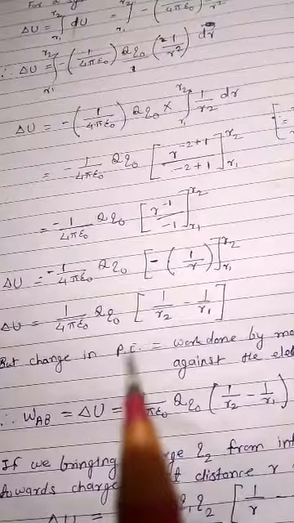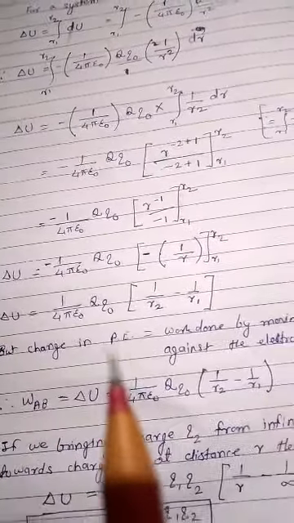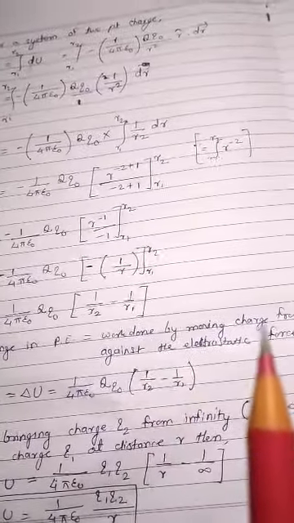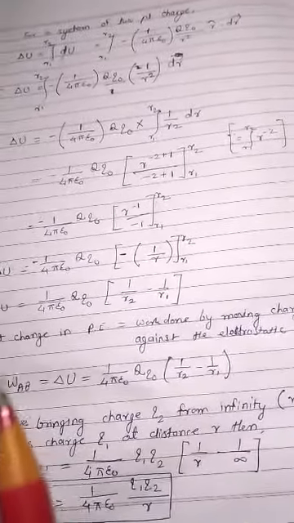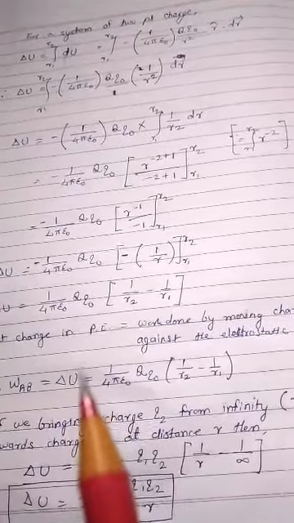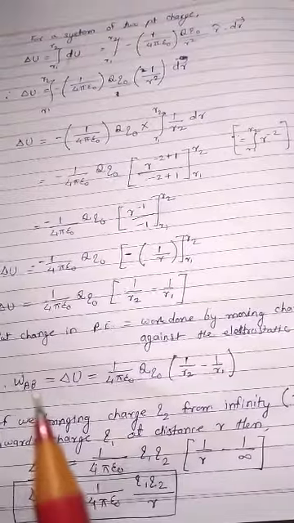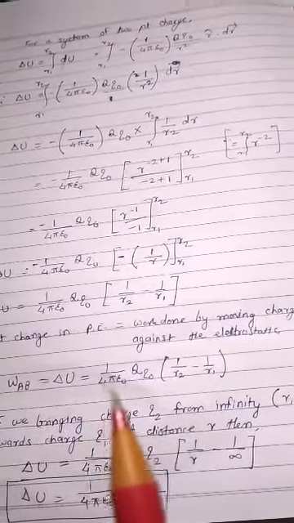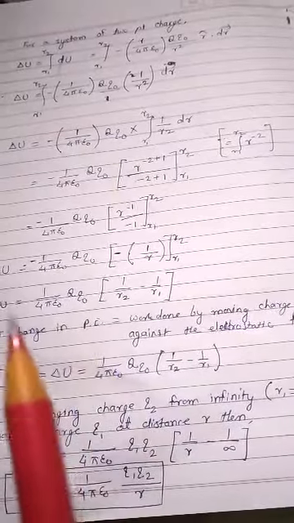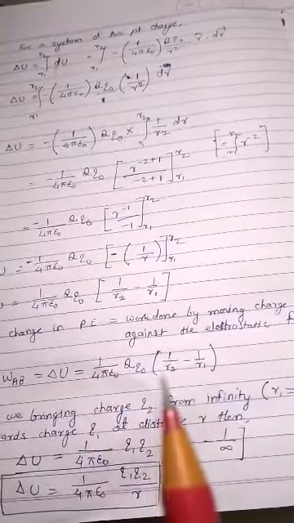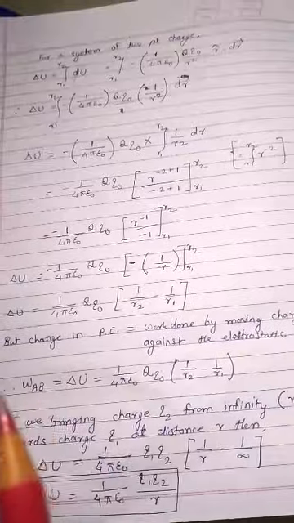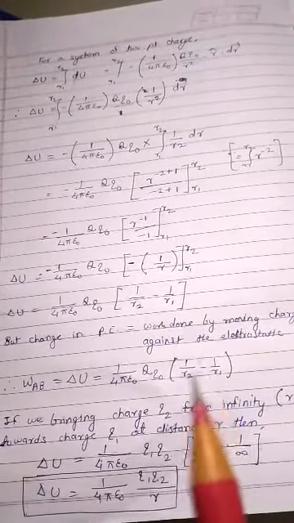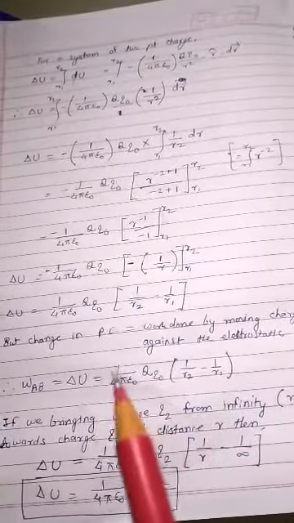The change in potential energy, delta U, is equal to the work done by moving a charge from A to B against the electrostatic force. So work done is the change in potential energy, for a point moving from A to B. Therefore work done is nothing but energy. So 1 upon 4 pi epsilon naught Q into Q naught, 1 upon R2 minus 1 upon R1. This is the formula for electrical potential energy.